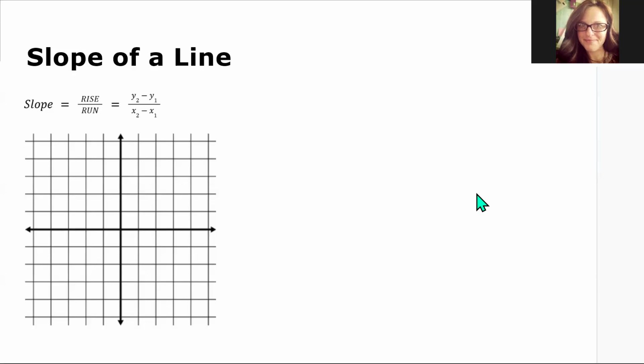Welcome to our session on slope of a line. Let's take a look at an example of finding the slope of a line between these 2 points. Let's use the points (2, 1) and (5, 4).